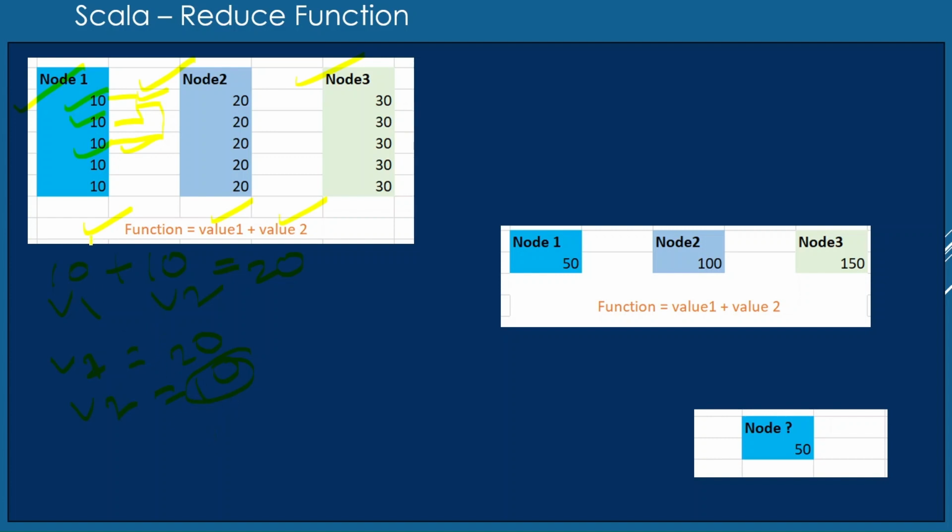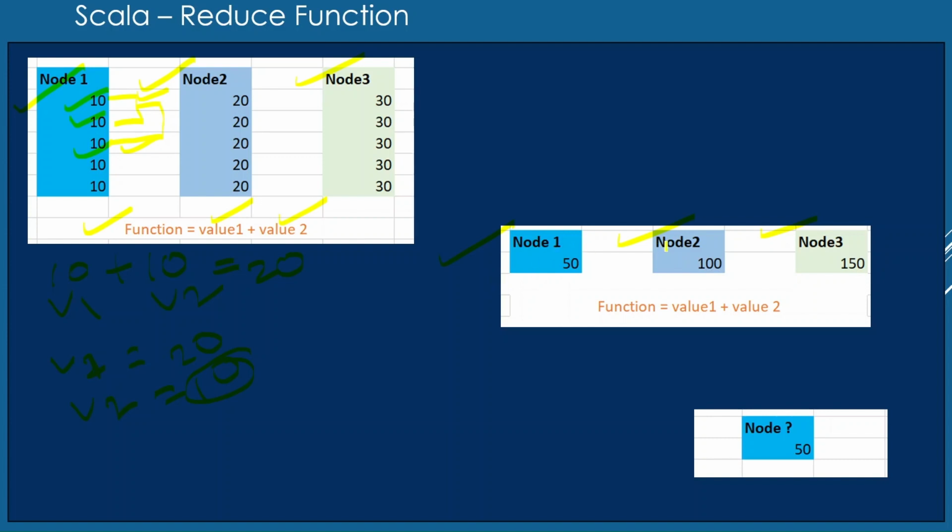How will it get the single value? Suppose it does all this calculation with the function V1 and V2, and it comes up with only one value. So node 1 has a sum of 50, node 2 has a sum of 100, node 3 has a sum of 150.